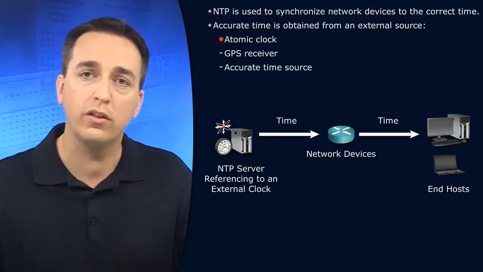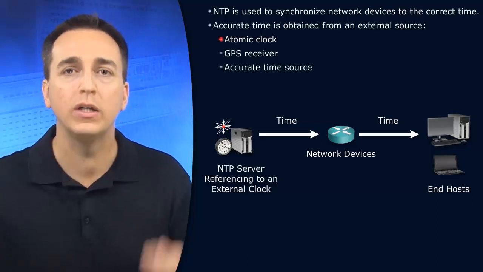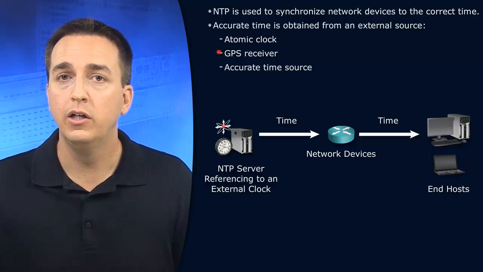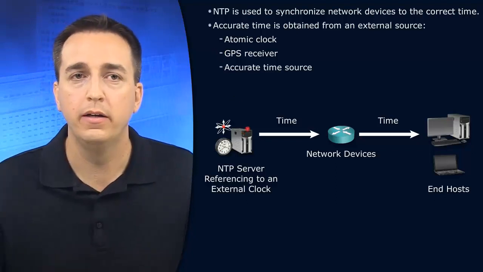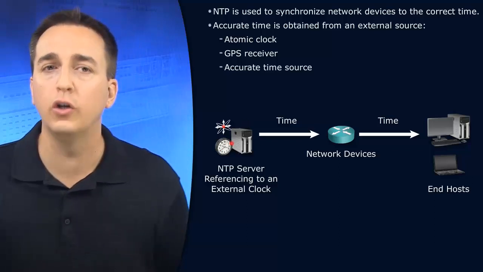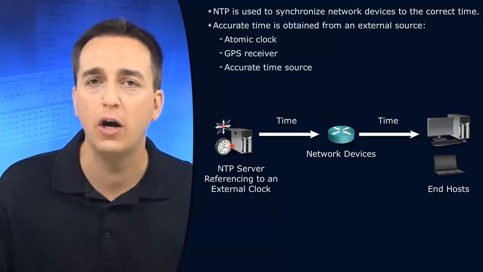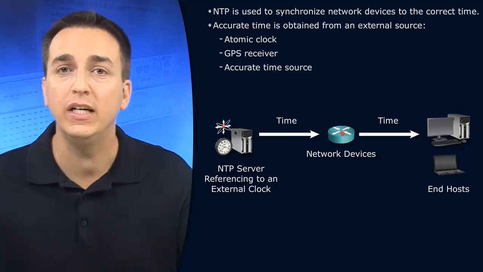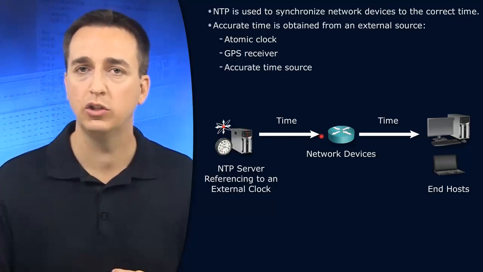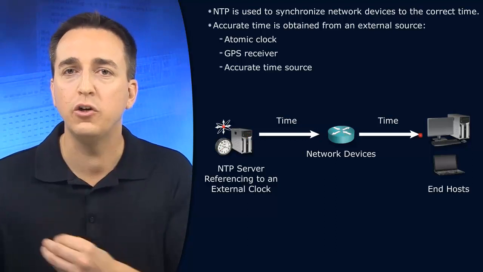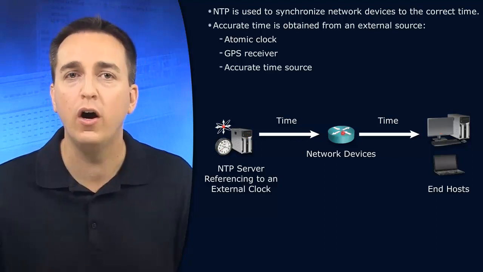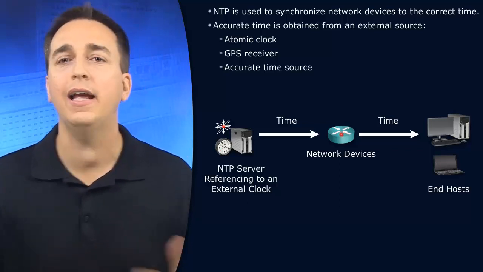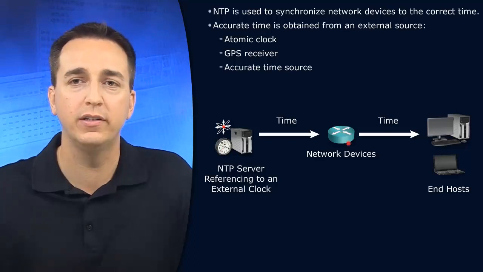And the time for that authoritative source is coming from a very accurate time source like an atomic clock or a GPS receiver. So for example, the U.S. Naval Observatory has their NTP server connected to that external atomic clock. And then you are receiving time from that authentic time source. Your devices in your organization are getting their time from not necessarily the authentic time source, but maybe a router in your environment that's relaying that information to the end stations.